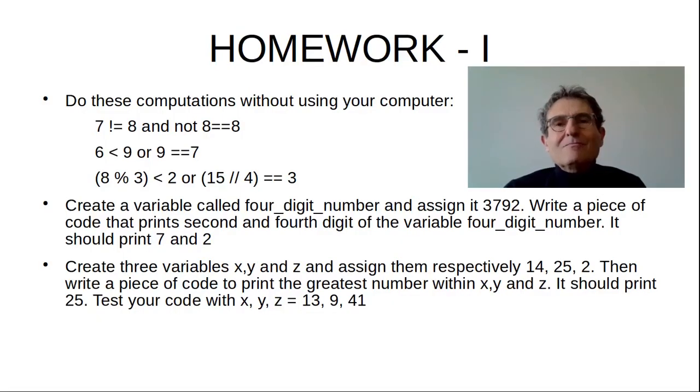First homework. In the first question, you will mentally make some comparison computations combined with Boolean logic operations. In the second question, you will print out the second and the fourth digit of a 4-digit number. And in the last question, you will find the maximum of 3 variables, x, y, and z. And at the end, you will check your code by changing the values of the 3 variables.